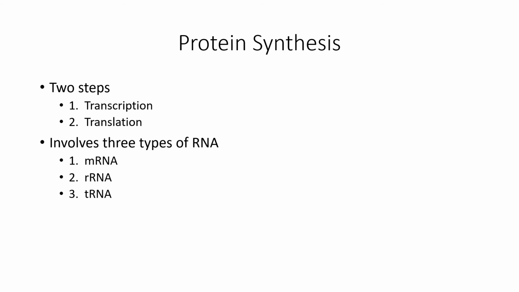There are three types of RNA involved here. M stands for messenger RNA. R stands for ribosomal RNA. And T stands for transfer RNA. Okay, so these letters, these prefixes here, give us a great clue what we're going to be working with.